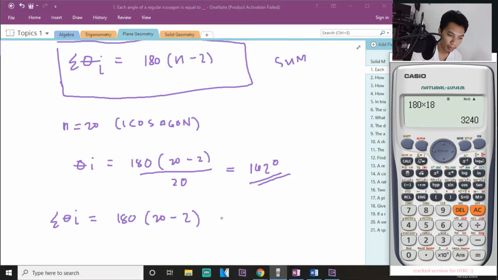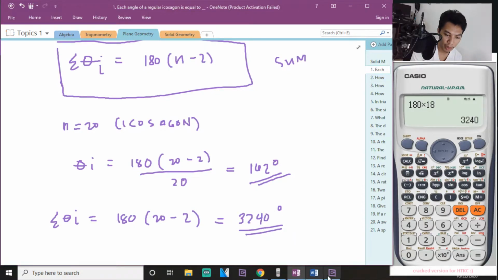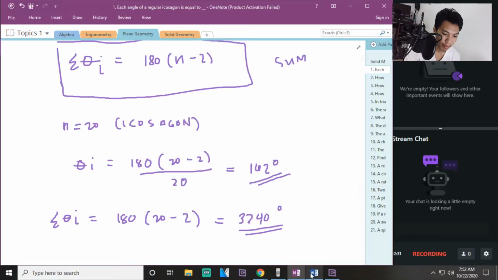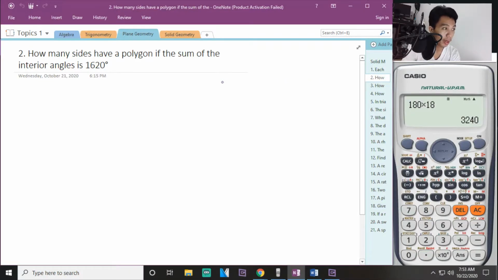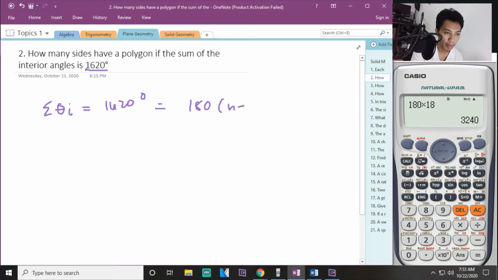3,240. Wait, i-post ko muna. Okay, so the answer is 3,240. Then for number 2, how many sides has a polygon if the sum of the interior angles is 1620 degrees? Yung polygon. So, ito yung sum of your interior angle. So, that is the sum. So, 1620 degrees. Okay.